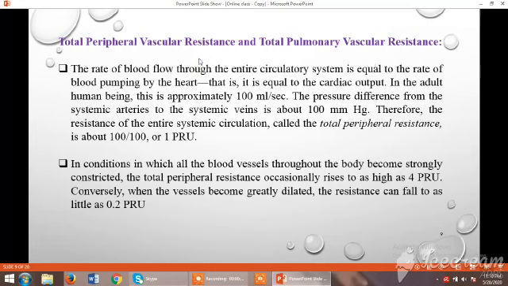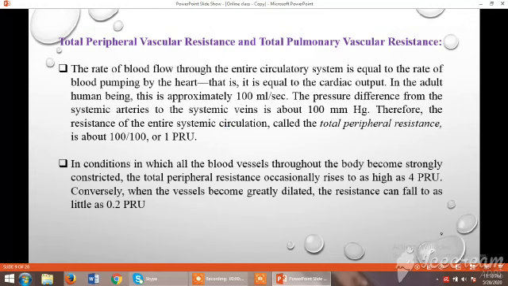Here we are going to describe total peripheral vascular resistance, not pulmonary. The rate of blood flow through the entire circulation is equal to the rate of blood pumping by the heart, that is, equal to the cardiac output. You know cardiac output, I defined it earlier and we will discuss it again later on. In the adult human being, it is approximately 100 milliliters per second. The pressure difference from the systemic arteries to the systemic veins is about 100 millimeters of mercury. Therefore the resistance of the entire systemic circulation is called total peripheral resistance.